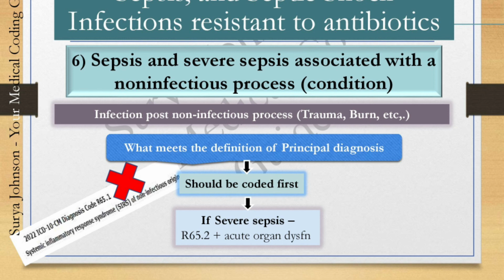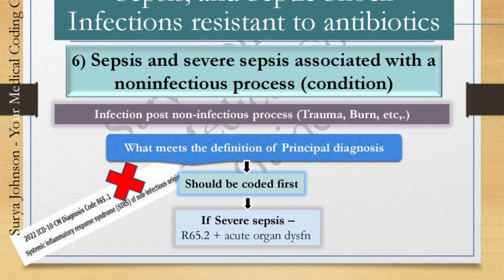Please do not choose that diagnosis, because it states SIRS of non-infectious origin, systemic inflammatory response syndrome of non-infectious origin. We should not code that because this is non-infectious. We cannot go and choose that one. Instead, we should consider the principal diagnosis based on the reason for visit. What is the main reason for visit?